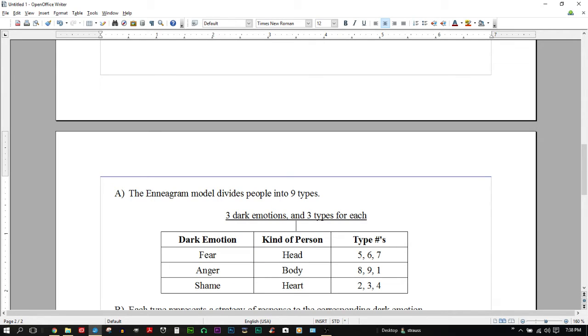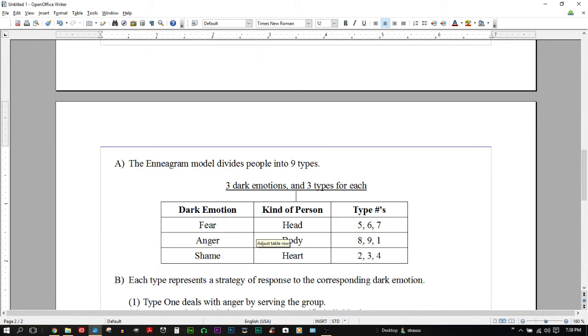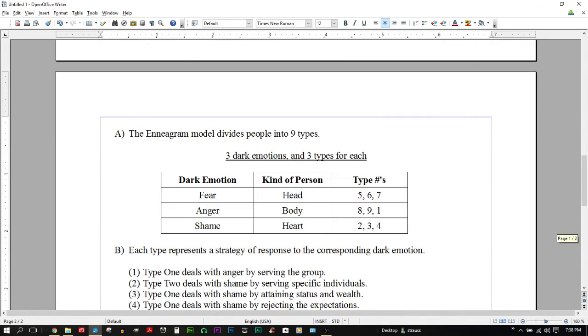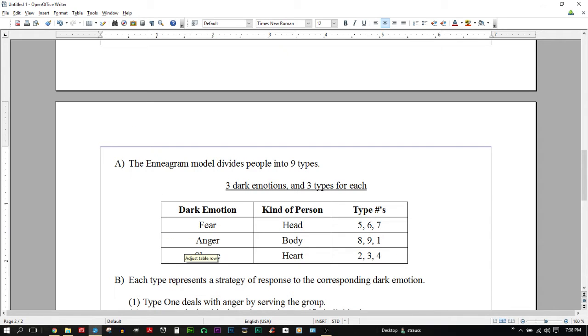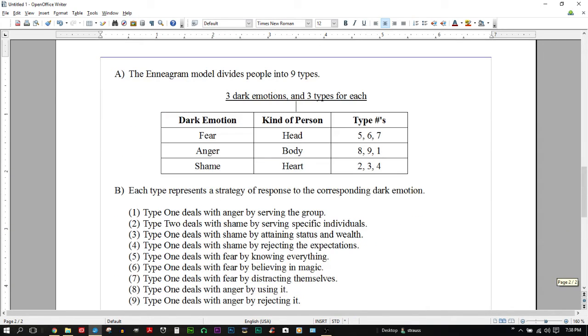Here we see the dark emotions listed, the kind of person listed, and the type numbers. If your core emotion is fear, then you are a head person, and you are a 5, 6, or 7. If your core emotion is anger, then you are a body person, and you are 8, 9, or 1. And if your core emotion is shame, then you're a heart person, and you're 2, 3, 4. Each type represents a strategy of response to the corresponding dark emotion.